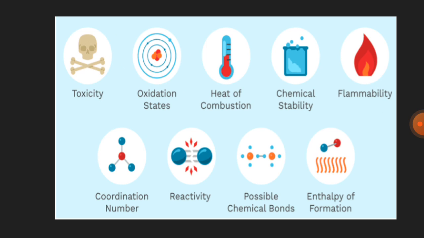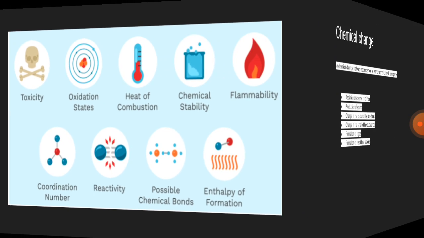That we can call reactivity. They combine together and form some radiation. That is called reactivity. Possible chemical bonding. For example, you and your friend are bonded because of the friendship. Likewise, one element and another element bond together. That bonding we can call chemical bonding. Enthalpy of formation. When they combine together, they need some energy. That energy we can call enthalpy. These are the chemical change terms and properties.